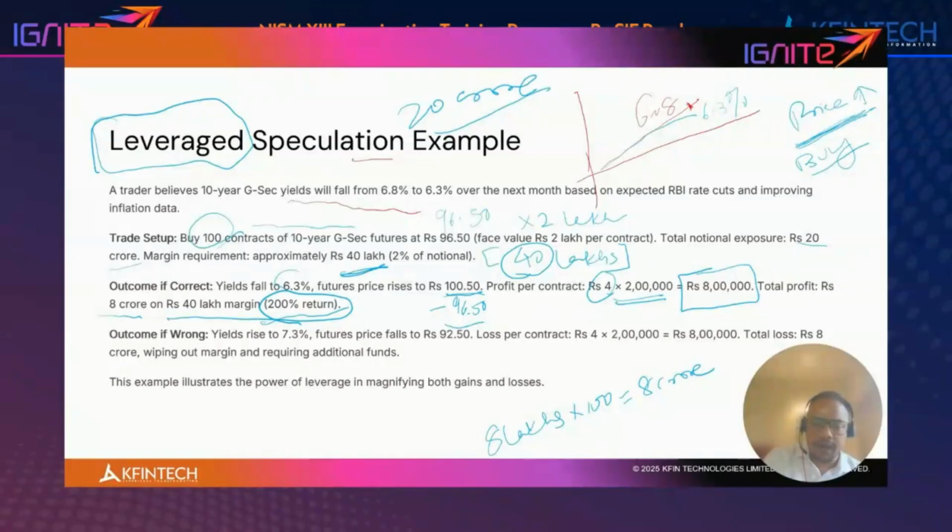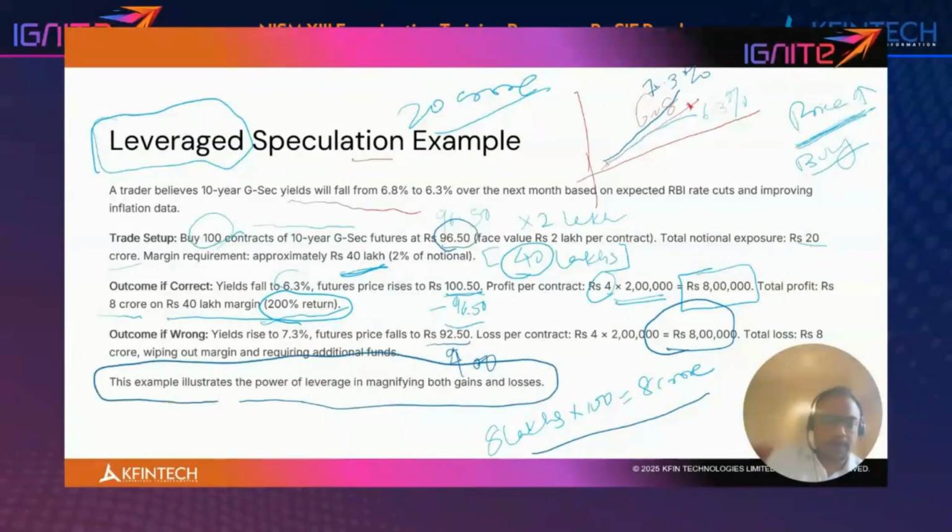That is only if you are right. Suppose you are wrong and the yield does not go to 6.8, but it steepens to 7.3. The future price falls below 92.5. Here the future price falls to 92.5. So again, 96.5 minus 92.5 is again 4 rupees loss. That is 8 lakhs per contract, and into 100 contracts is 8 crore.